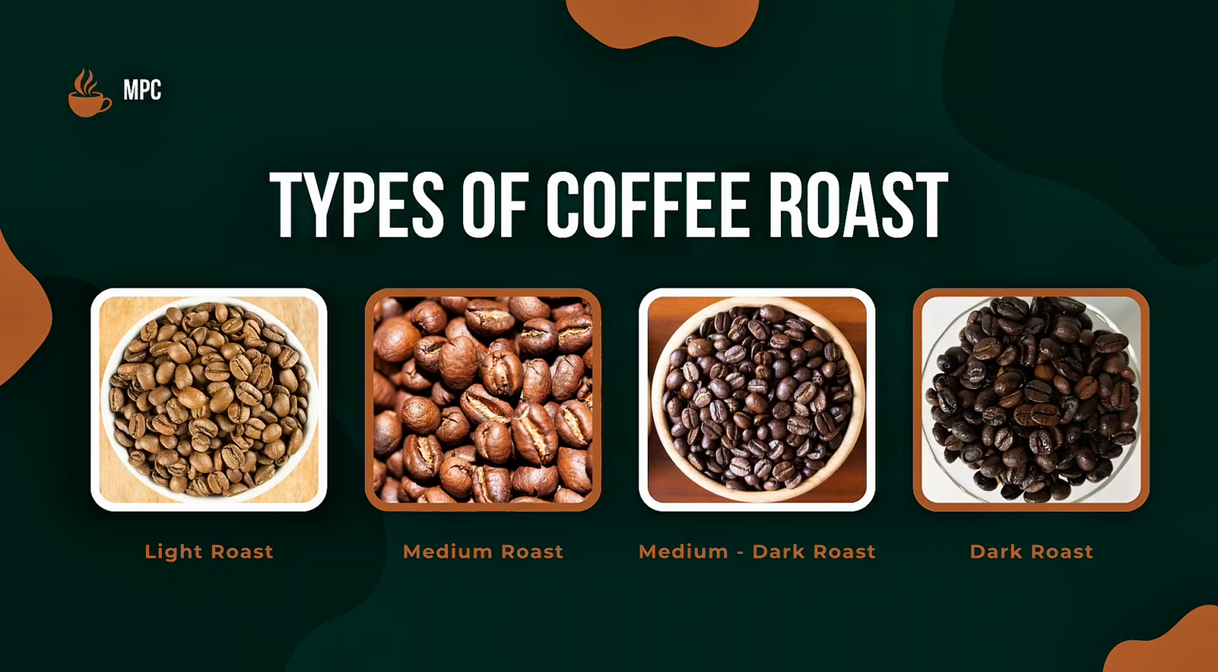So we have here four types of coffee roast. First, we have the light roast. Second, the medium roast. And third, the medium dark roast. And last is the dark roast. So now let's proceed to the light roast.